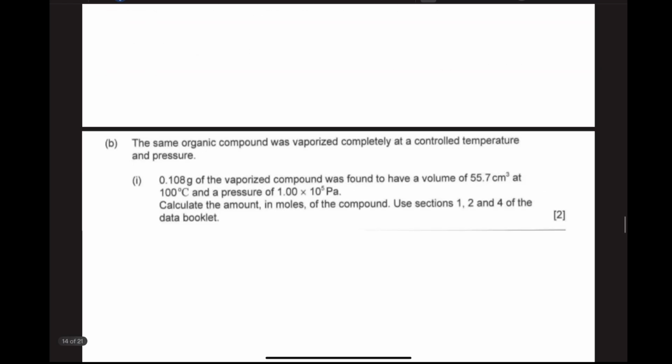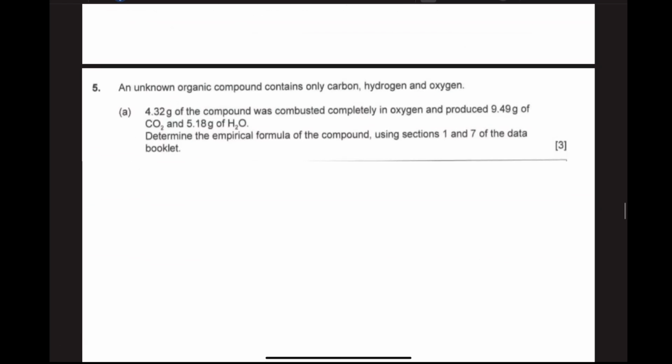We have more. Okay. For question 5, an organic compound contains only carbon, hydrogen, and oxygen. So you have 3 different elements in this organic compound. 4.32 grams of the compound was combusted completely in oxygen and produced 9.49 grams of CO2 and 5.18 grams of H2O. We have to find the empirical formula, right?